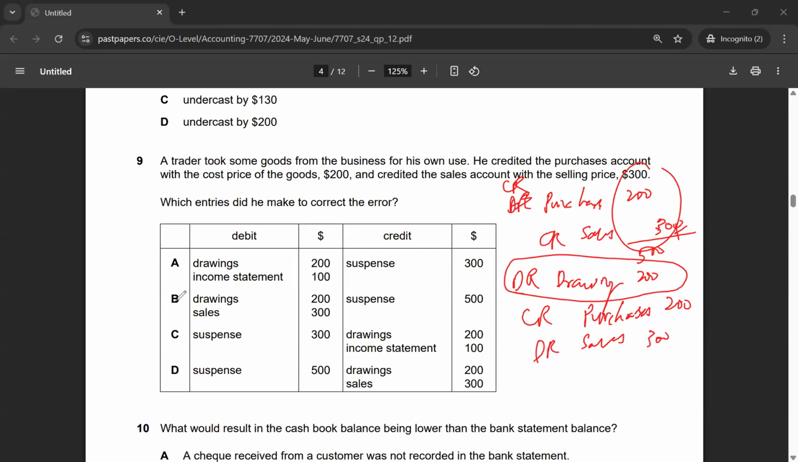So the correct answer for multiple choice 9 would be option B, debit drawings by 200 and then reduce the sales amount. He reduced the sales amount by 300 and then credit the suspense account by 500 to resolve or correct this error. So the correct answer for multiple choice 9 is going to be option B. Let's look at multiple choice 10.